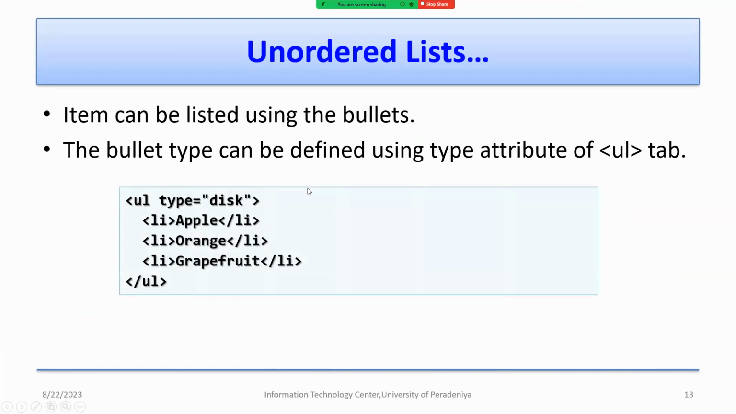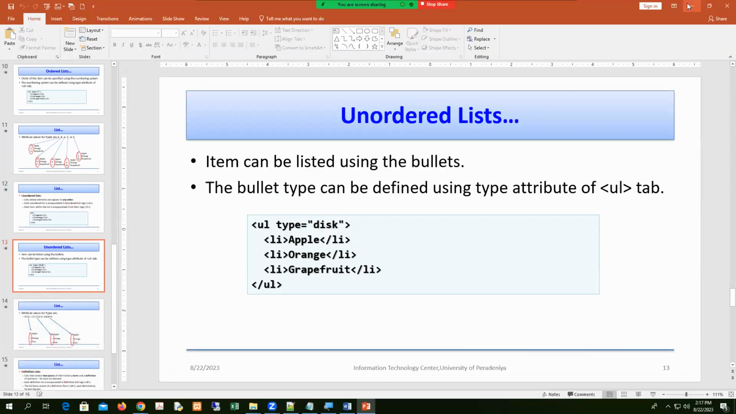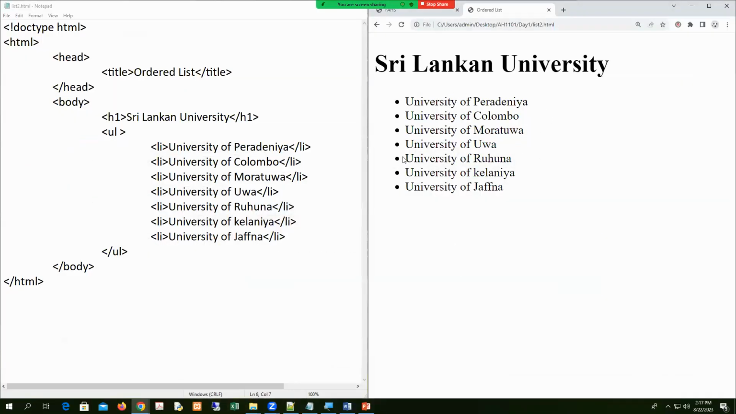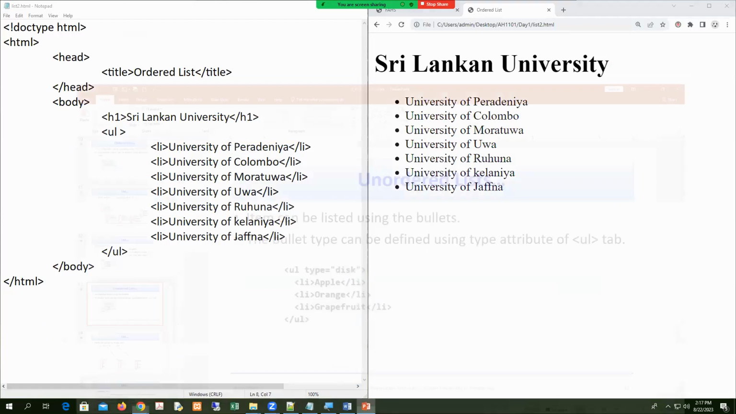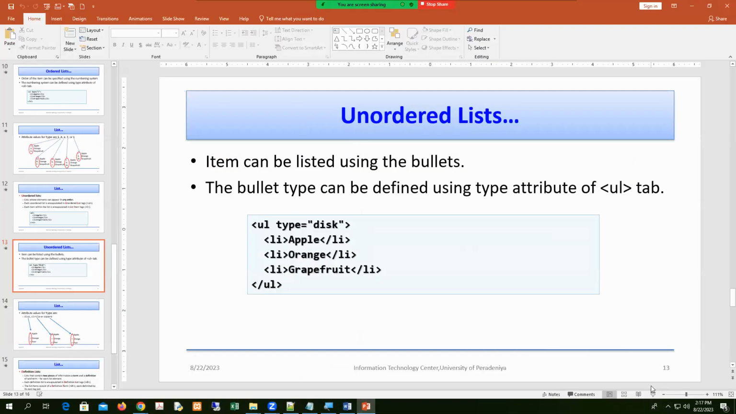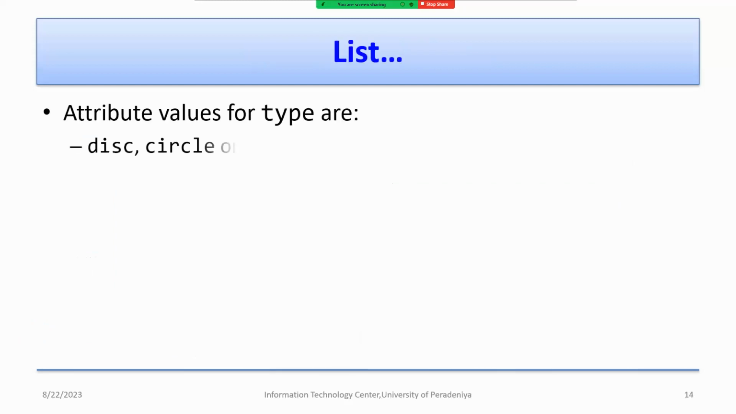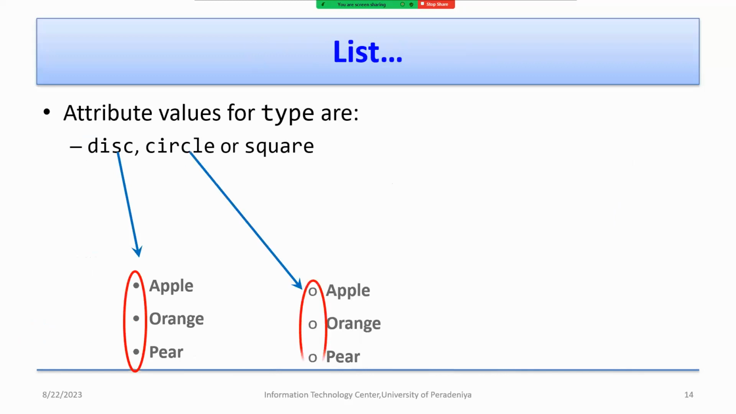There is an attribute called type. The default type is disk. So that is the disk type, the default. If you want, you can change this disk type. If you want, you can change it to a circle, or you can change it to a square. Likewise, you can change this bullet type.